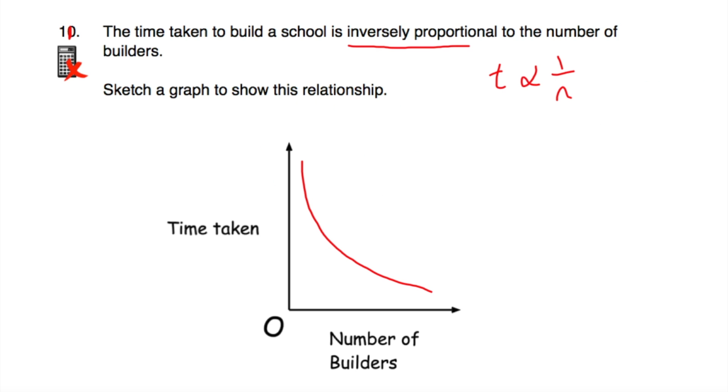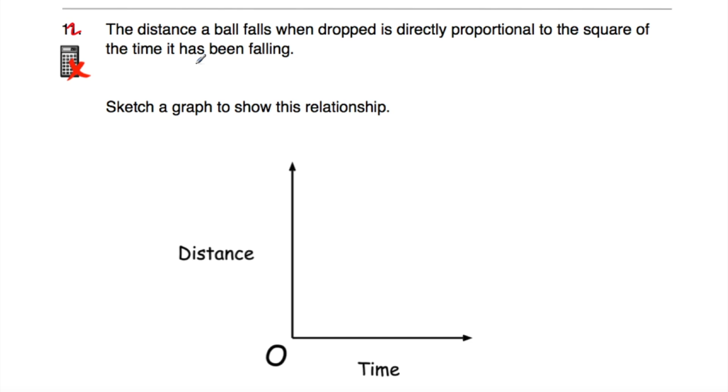Okay, and let's have a look at our last question, question number 12. So question number 12 says the distance a ball falls when dropped is directly proportional to the square of the time it's been falling. And we've been asked to sketch a graph to show that relationship. So here we've got our axes: going across horizontally, we've got time, and going up vertically, we've got distance. And let's write down what the relationship is.